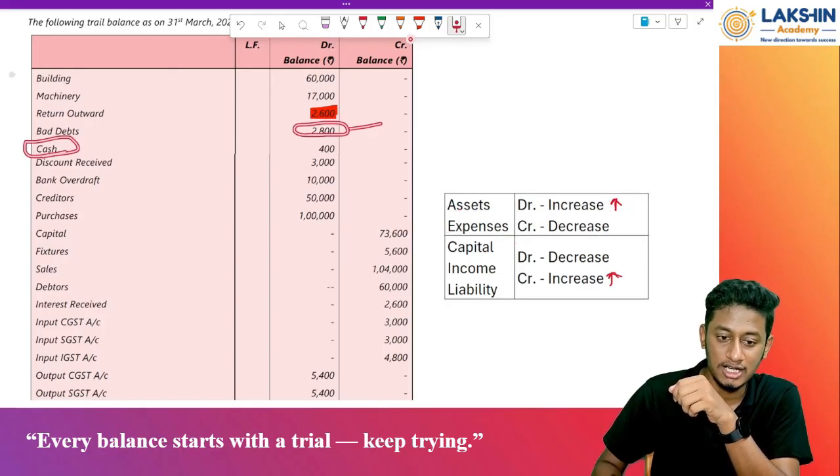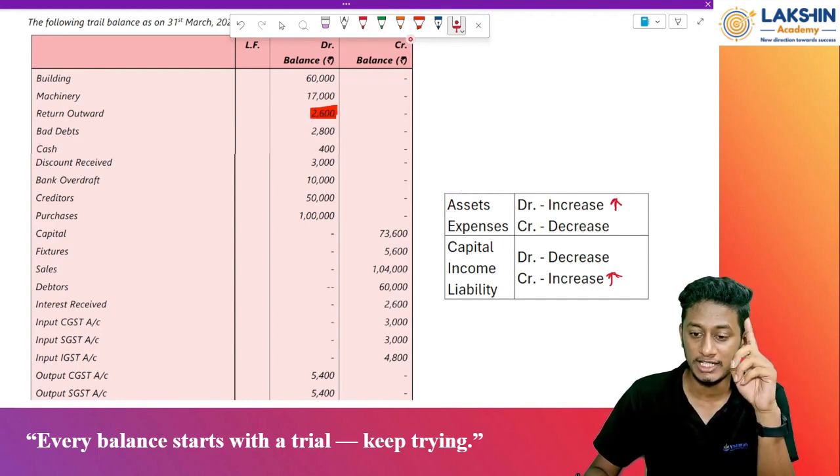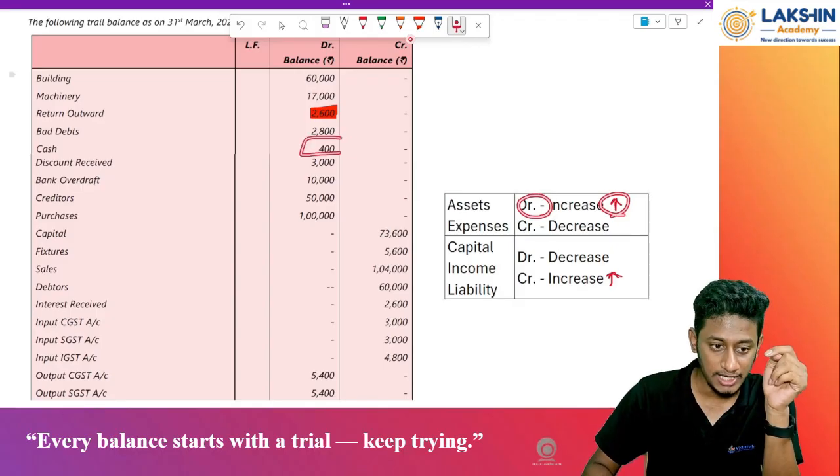Then cash account. Cash account is again an asset. Increase, or the upward arrow. So debit. Again, cash has a debit balance.